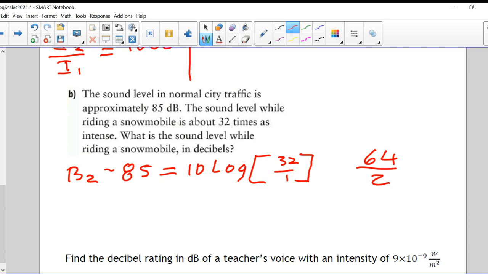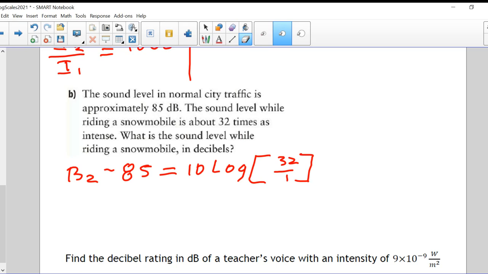So we can just work this out as 32 over 1, or just simply 32, because let's face it, 32 over 1 is just 32. If it's 32 times as intense, the number on top is going to be 32 times larger than the number on the bottom. It's really that simple. So I'm just going to use 32 over 1. I'm not going to use 64 over 2 because that really is the same thing as 32 over 1. As long as the number on top is 32 times the number on the bottom, I'm good to go. Okay, let's keep this going.